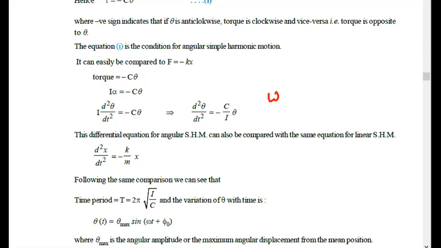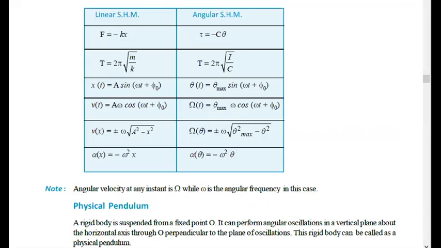Now this omega is again, wait, I'll just take another variable because of confusion, so I'll just show you the table. Now see this table. How we can relate linear SHM with angular SHM. When we talk about linear SHM, the force is minus kx, and in angular SHM, torque is equal to minus c theta. Time period 2 pi root m by k, here 2 pi root I by c. Same with displacement.